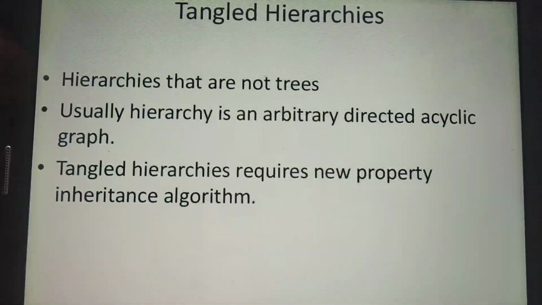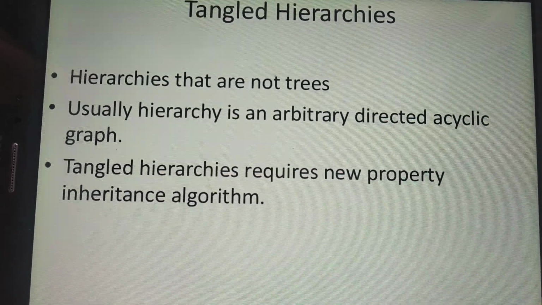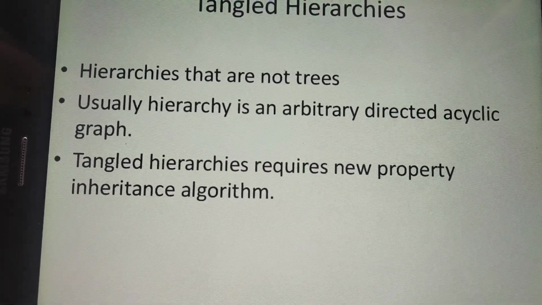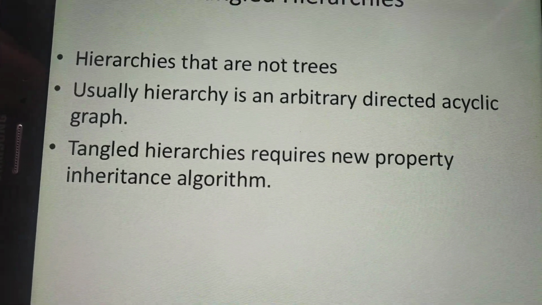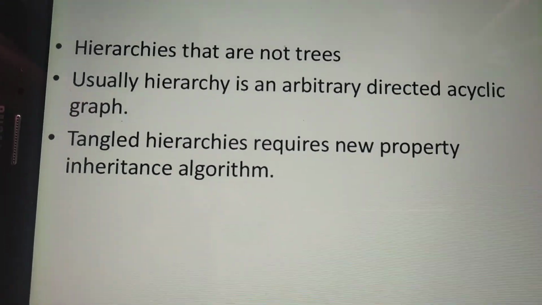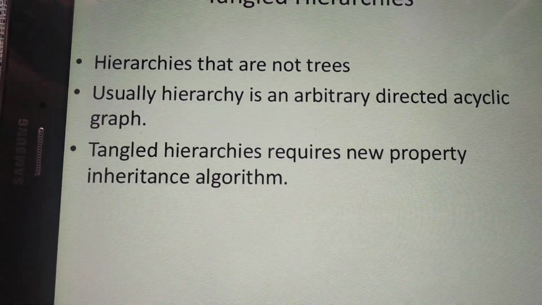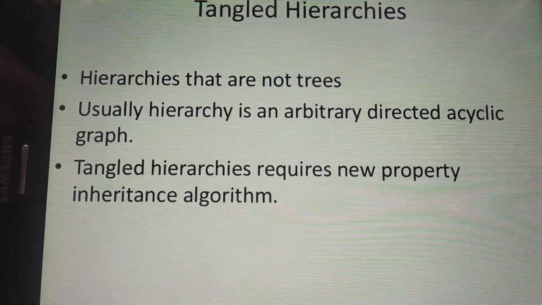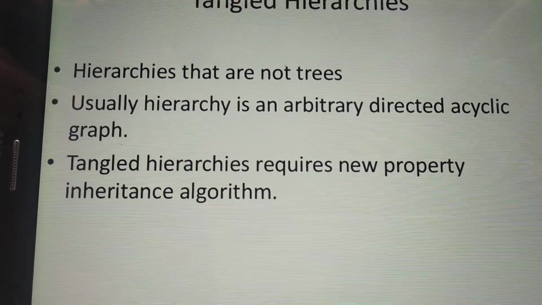Tangled hierarchy. These are the hierarchies that are not trees. Okay, now in object-oriented programming we have seen there are different types of graphs. There is something called hierarchical inheritance, right? Now tangled hierarchies are the hierarchies which are not trees. You might have a graph in that. Usually the hierarchy is an arbitrary directed acyclic graph.